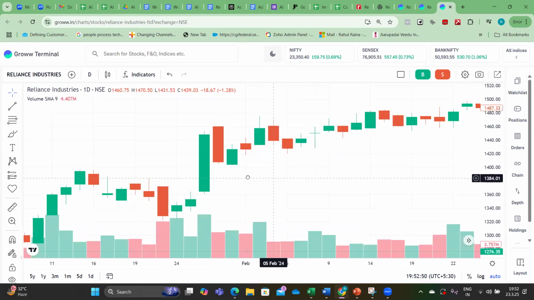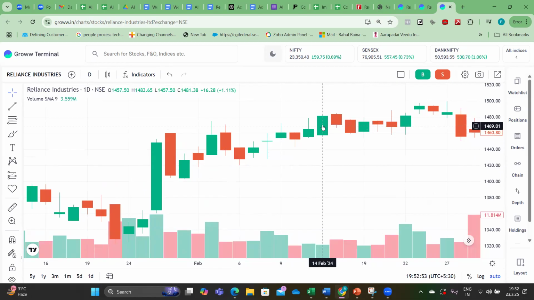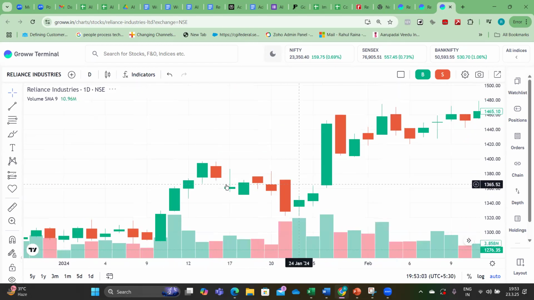See, this is not this one. If you see this candle, 14th Feb, this is kind of an indication, but there is still a small wick here, right? But it is kind of a very, very bullish candle, right?